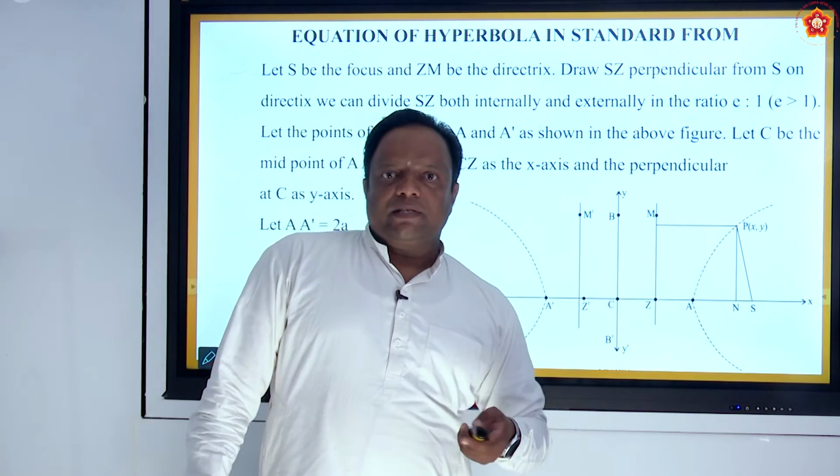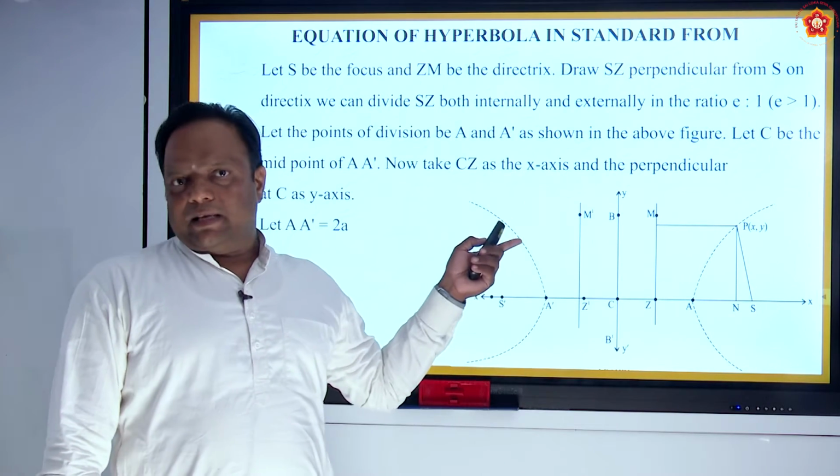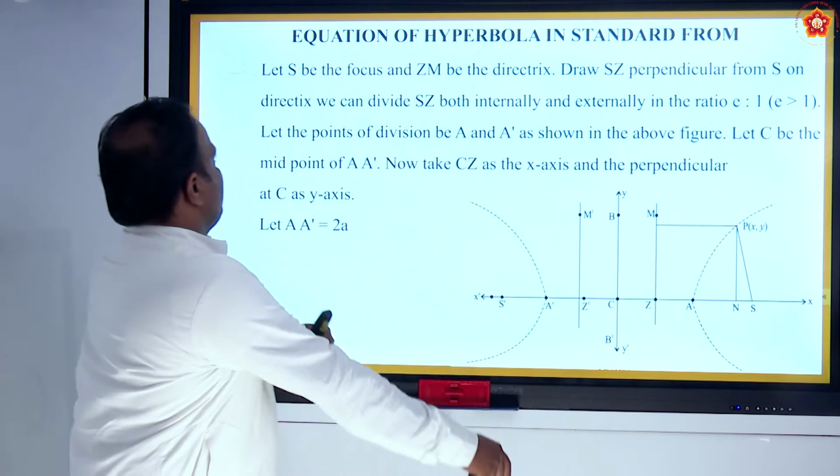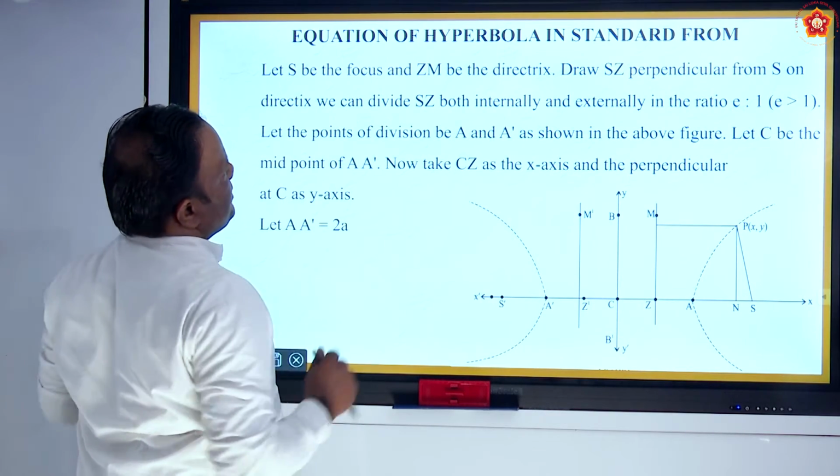We already learnt the equation of the ellipse. The hyperbola is the same, but instead of plus there, here a minus will come. So first let us define here. Let us see the figure and description.